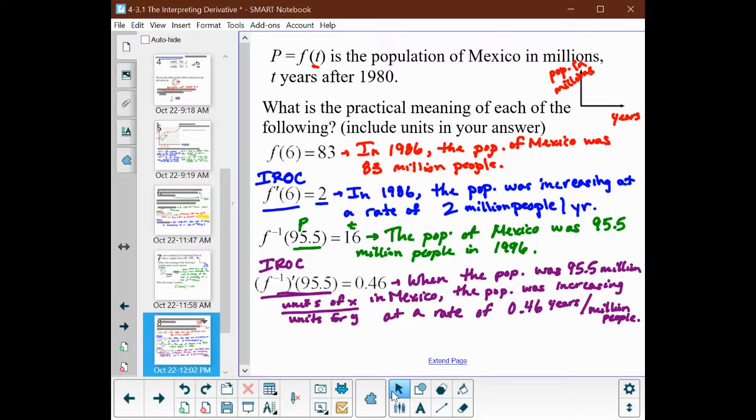It's kind of a weird way to think of this. It's 0.46 years before we have another million people, but because it's the inverse here, we flip those units around, and so the rate represents, like I said, years per millions of people.